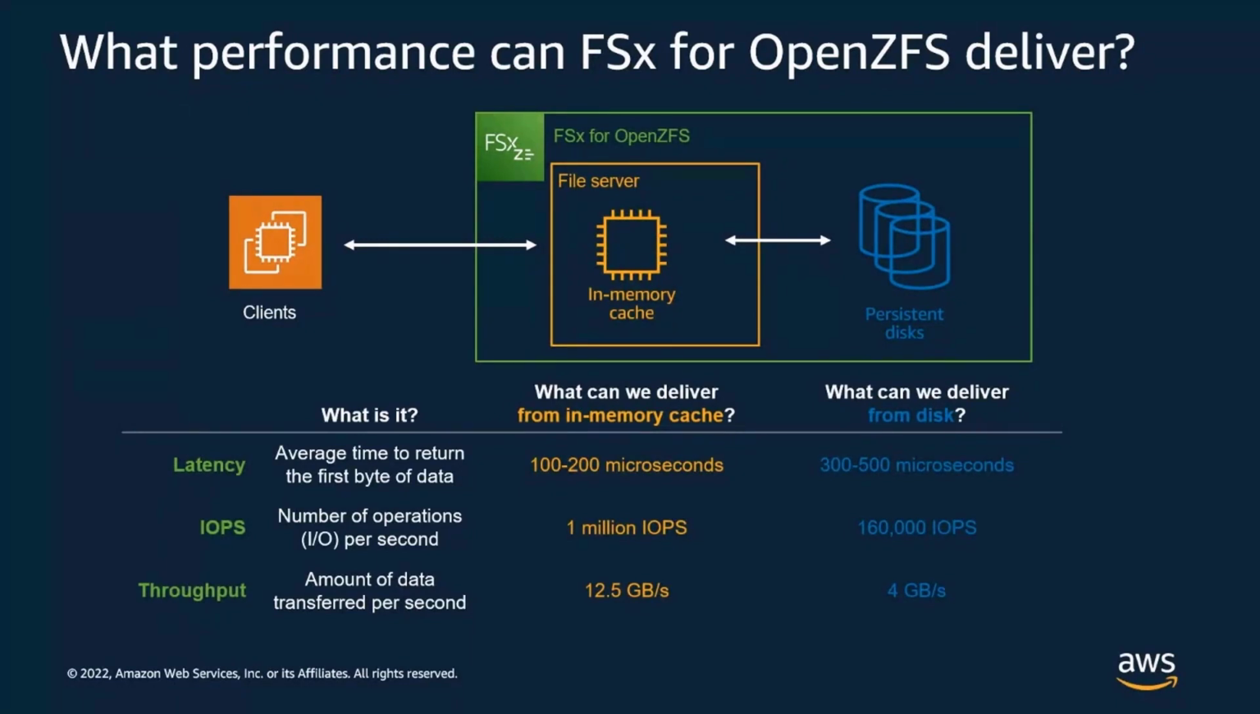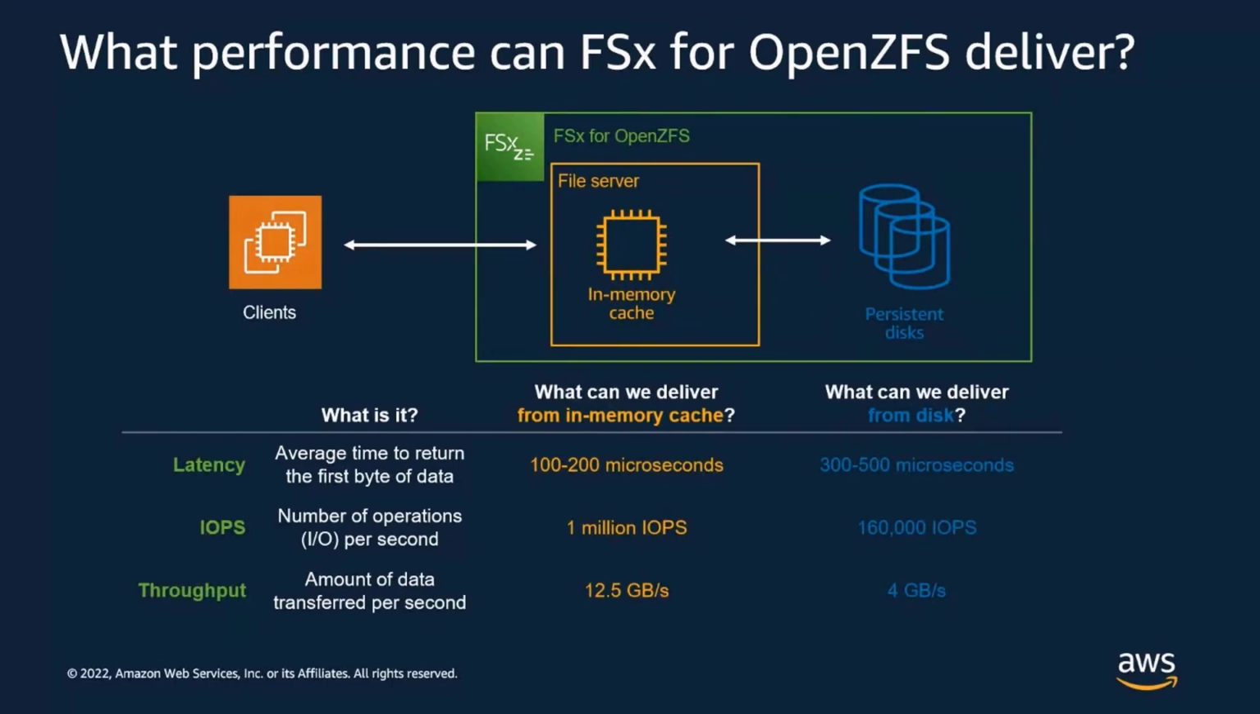So as I mentioned earlier, there are really three dimensions to file system performance. There's latency, there's IOPS, and there's throughput. With respect to latencies, which are really how much time it takes to return the first byte of data, when you're accessing data from in-memory cache, FSx for OpenZFS can deliver latencies of just 100 to 200 microseconds. And when you're accessing data from disk, it can deliver latencies in the order of 300 to 500 microseconds, so under half a millisecond.